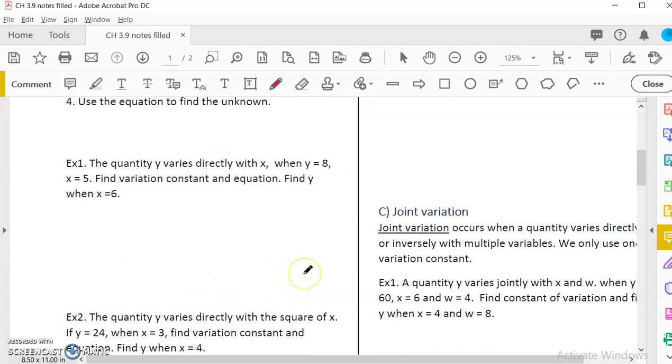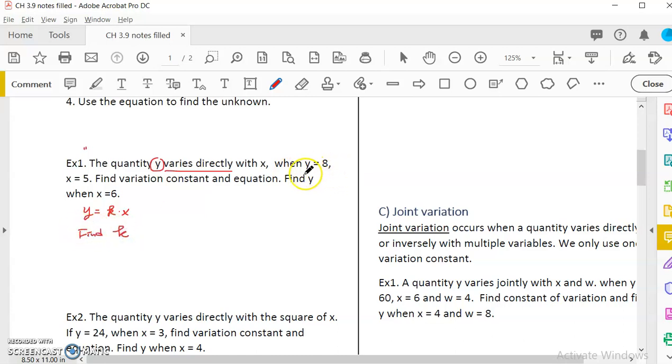So let's do an example. The question usually goes like this: a quantity y varies directly with x. If you see the words varies directly, you immediately say this is a direct variation. The output is y because it varies with x. So I write y equals k times x. This is the setup, step 1. And then you want to find k.